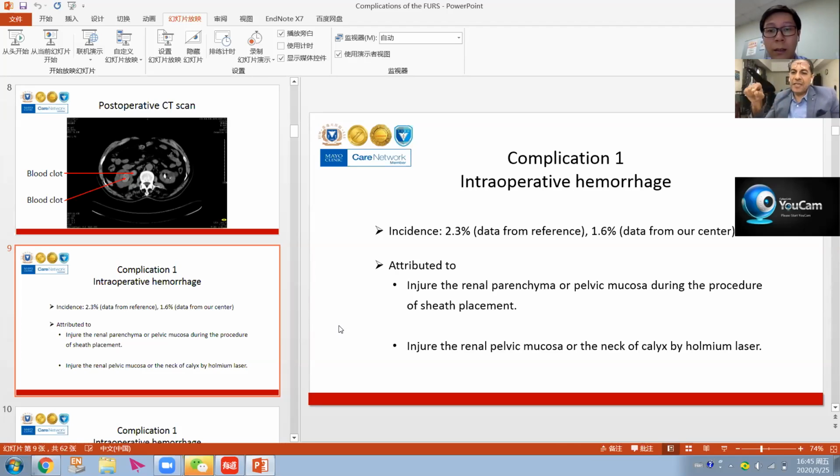So the point is, do you have a special technique if you have blood clots that can affect the field? Usually the irrigation will clear some of the blood clot, and for the rest, if it influences our manipulation, we will use a grasper for the flexible ureteroscope to take it out.